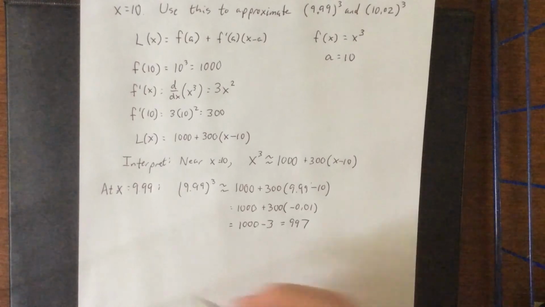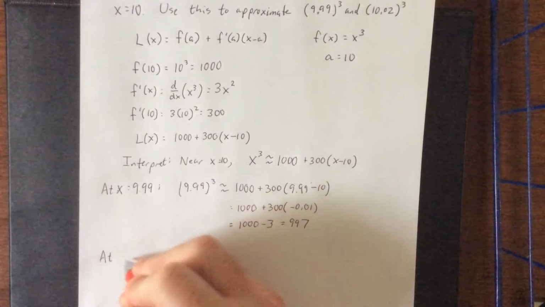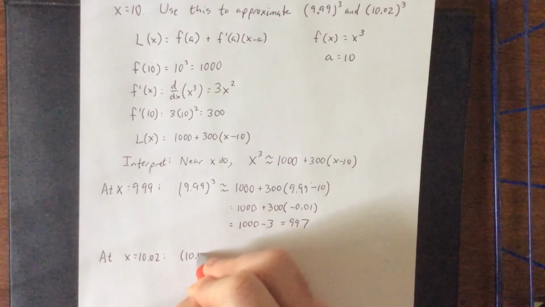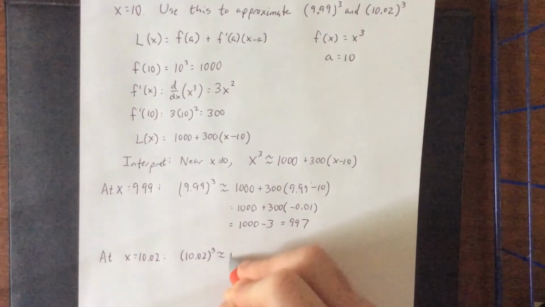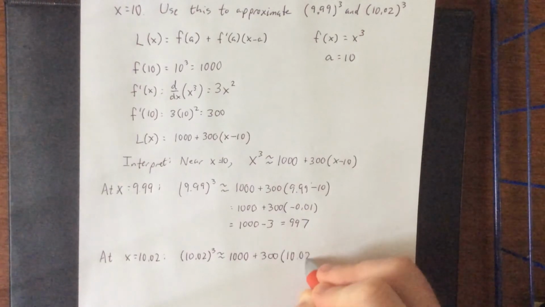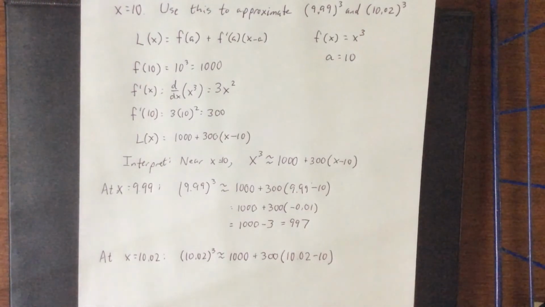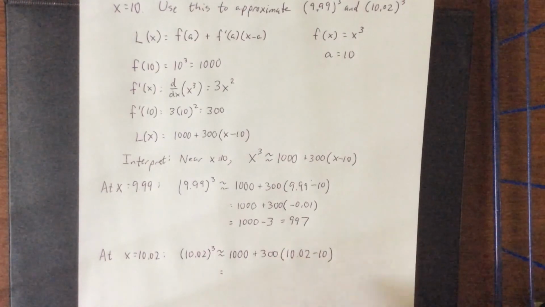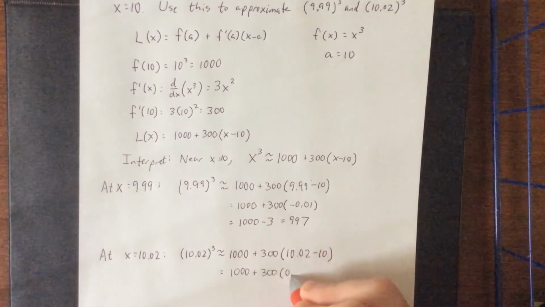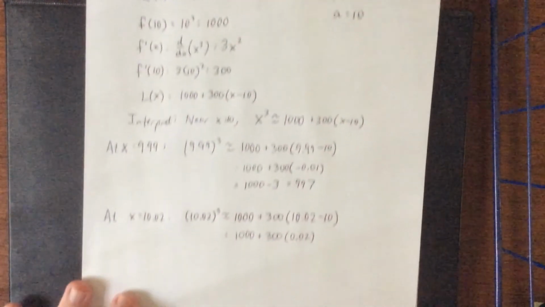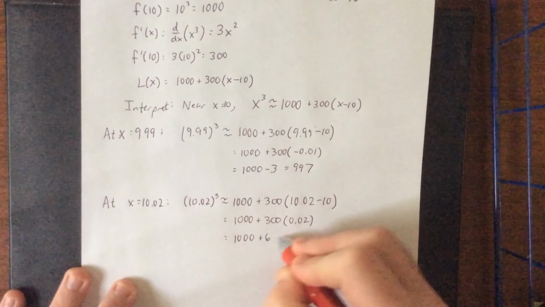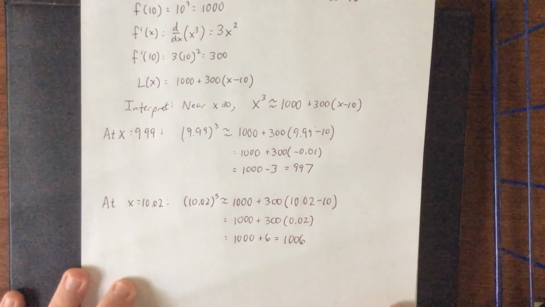Now, similarly, I'd also like to do 10.02. So at x equals 10.02, what we're saying is that 10.02 cubed is approximately equal to 1,000 plus 300 times 10.02 minus 10. So with that in mind, performing our subtraction first, since it's inside the parentheses, that'll be 0.02. 0.02 times 300 is going to be equal to 6. So this will be 1,000 plus 6, or 1,006.